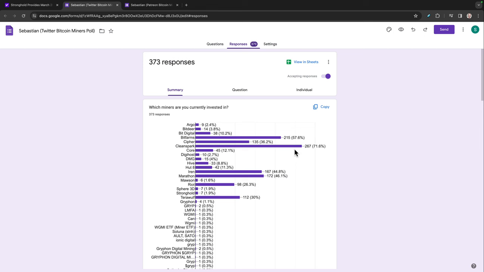CleanSpark through Twitter responses, 71% of the respondents stated they currently own CleanSpark. So, which miners are you currently invested in? That's the biggest one here, and then obviously, I was surprised by this, Bitfarms. Bitfarms was 57.6% of the respondents. I thought it was actually going to be Marathon.